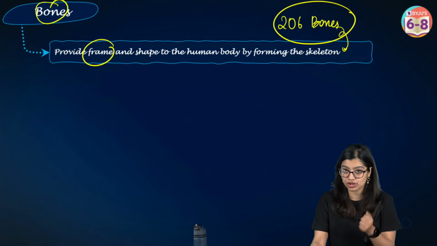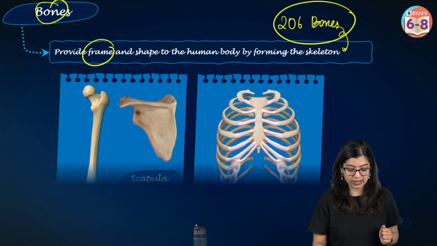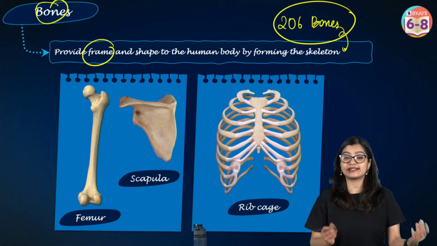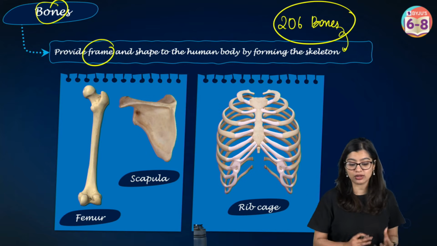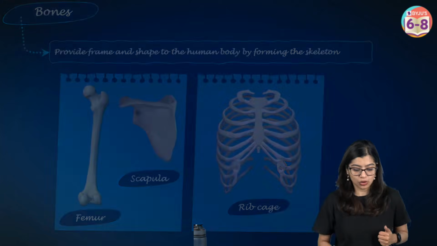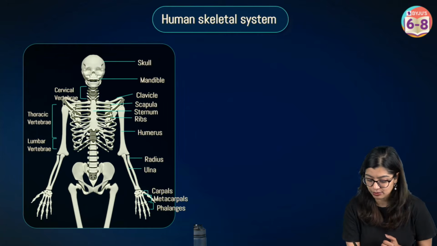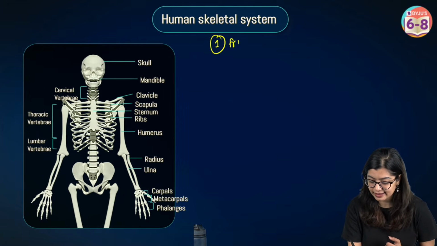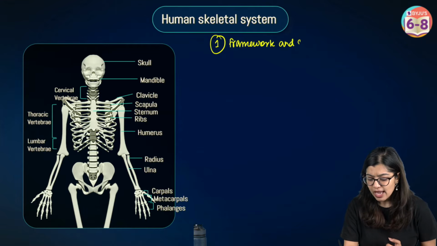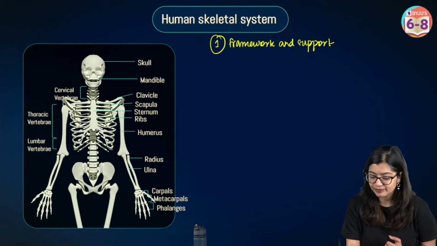Now, what are the functions of the skeletal system? Well, first and foremost, as discussed, we see that it provides a certain framework and shape to the body. So point number one that we will discuss about the human skeletal system is that it is responsible for providing a framework and support to the body.